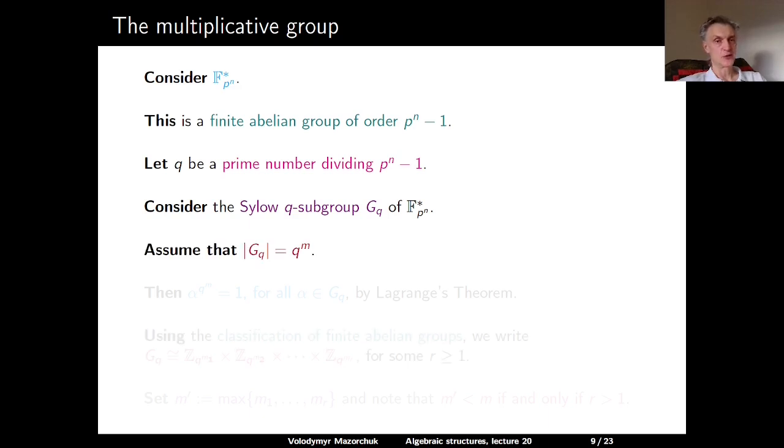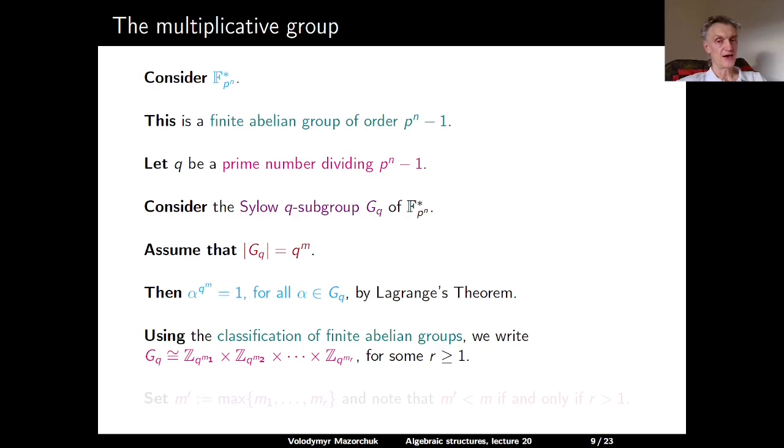Assume that this Sylow q-subgroup has order q to the power n for some n. Then, of course, by Lagrange's theorem, taking any element alpha in this Sylow q-subgroup, raising this element to the power q to the power m outputs 1.